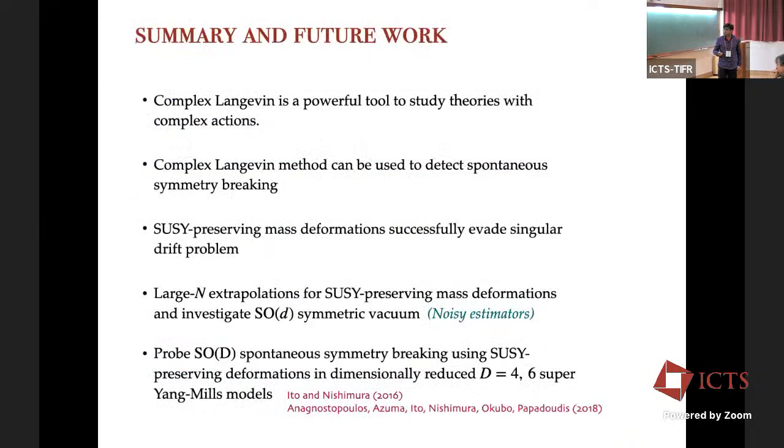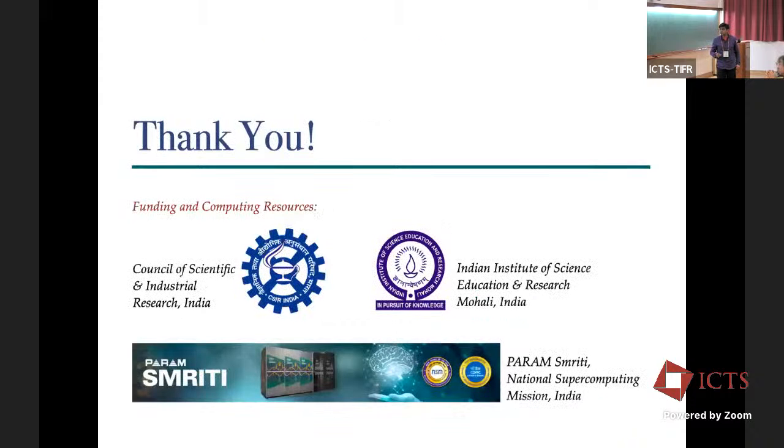One more interesting thing could be to probe SO(D) spontaneous symmetry breaking using these supersymmetry preserving transformations for dimensionally reduced super Yang-Mills. This work has been for supersymmetry breaking deformations. This work has already been done for the preserving case, so we would like to check our results and check whether we obtain similar symmetric vacua. With this, thank you for listening.